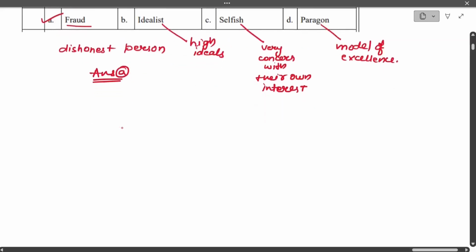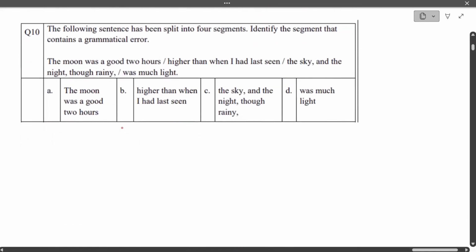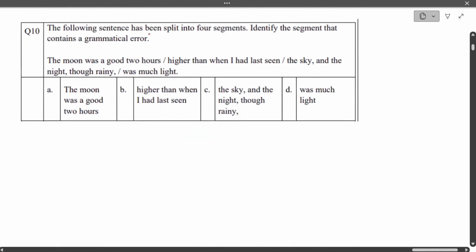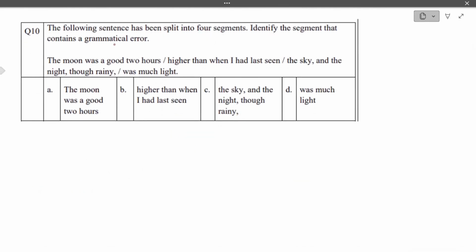Moving on to the next question now. We have this question. The following sentence has been split into 4 segments. Identify the segment that contains a grammatical error. Let's read out the sentence. The moon was a good 2 hours higher than when I had last seen. The sky and the night, too rainy, was much light. So we have to tell which part of the sentence has an error. The correct answer in this case would be was much light.